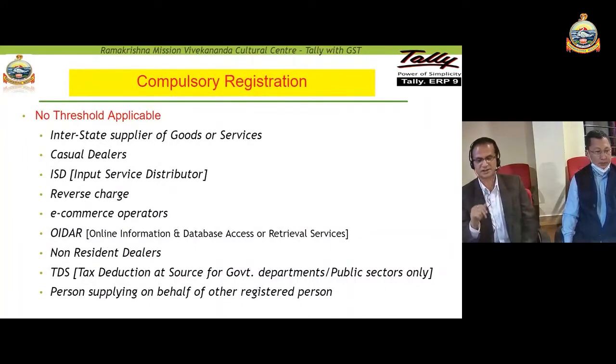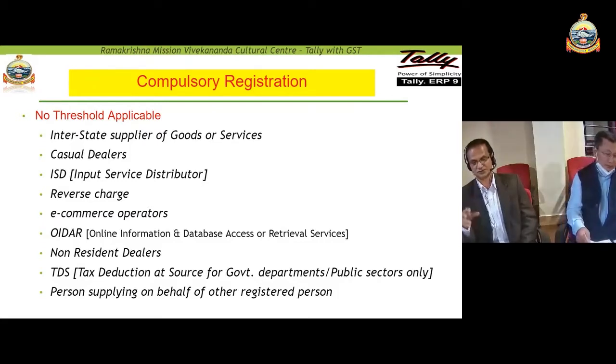But there are certain categories where these 20 lakhs, 40 lakhs, or 10 lakhs do not apply at all. In these cases, supposing somebody is engaged in interstate supply of goods or services, from one state to another state, as we said, this is a destination-based tax. And always the tax component also differs, I believe yesterday you have been told.